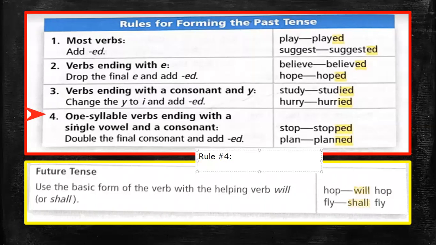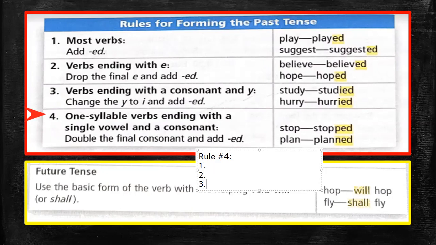It says, one-syllable verbs ending with a single vowel and a consonant, you double the final consonant and add -ed. So there are 3 things that I want you to look for when you're working with this, just to double check that you do have to double the consonant, okay? These are the 3 things that you need to find in this one word to know for sure that you have to double the consonant.